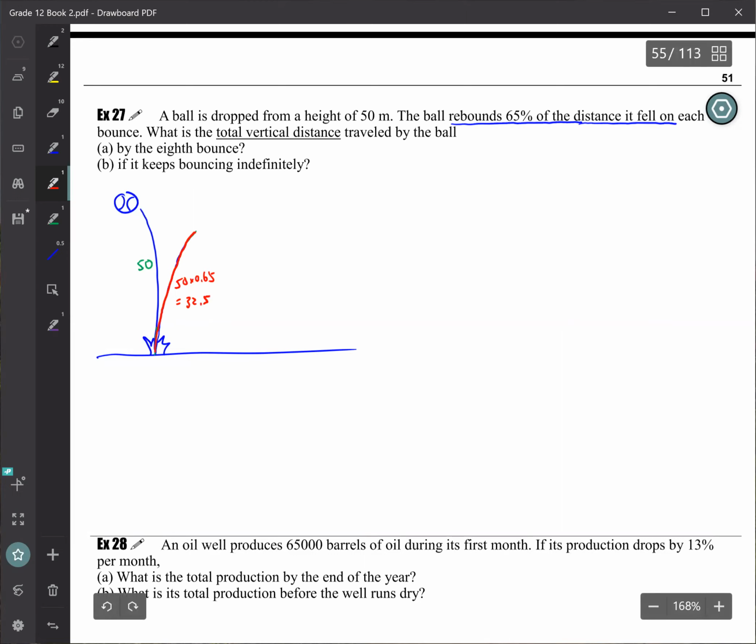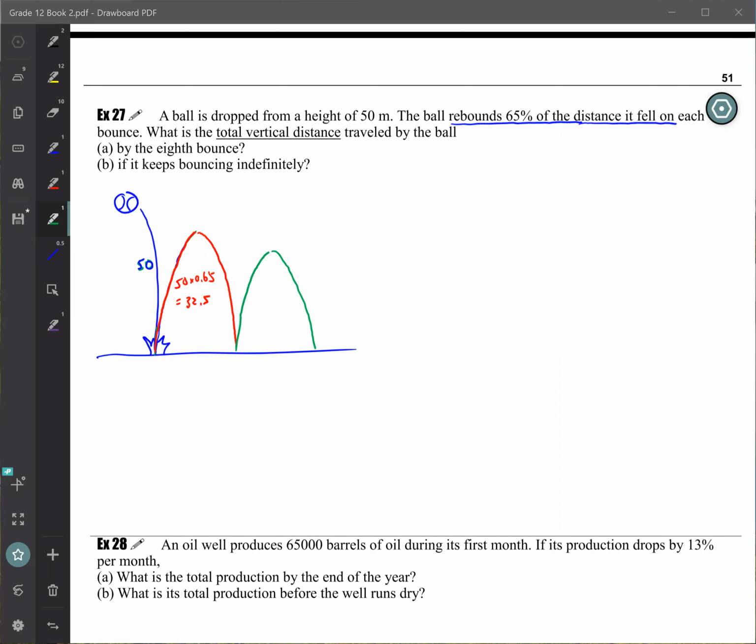And then it will do the dropping down again, right? Goes down, hits the ground, and then it goes up again. Let me use a different color. First bounce is 50. Second bounce is the red one, 32.5. And then it goes up and comes down, and continues, keeps on going. So the height for the green one, can you guys also figure this one out? What's the height of the green one?